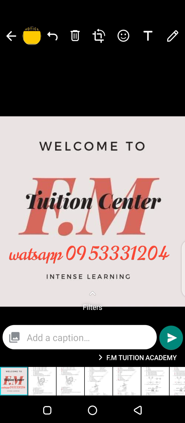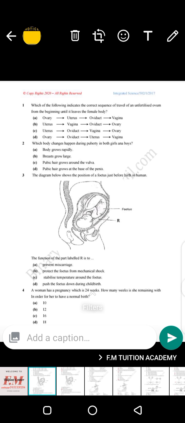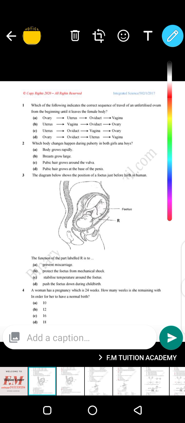Let's go straight into an exam paper. So this is the exam paper, guys. Let's look at this exam paper. Question one. This is the 2017 past paper. Which of the following indicates the correct sequence of travel of an unfertilized ovum from the beginning until it leaves the body?